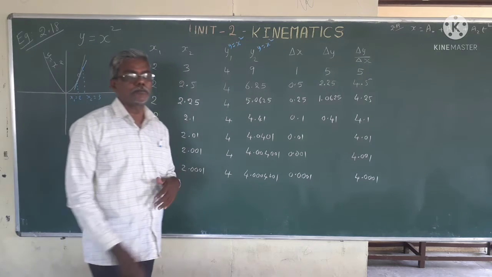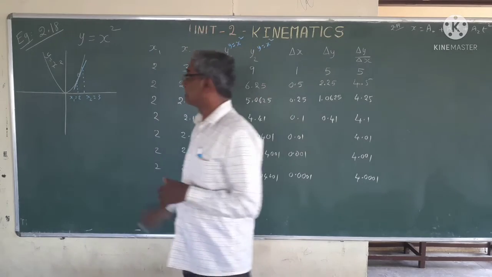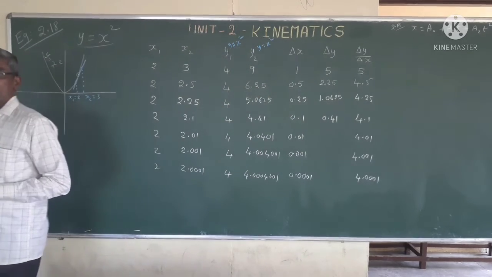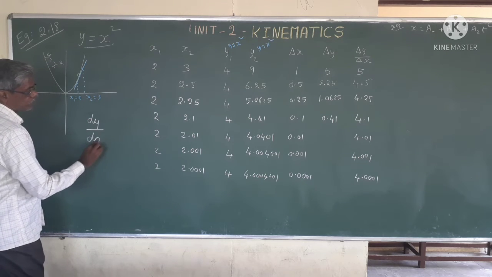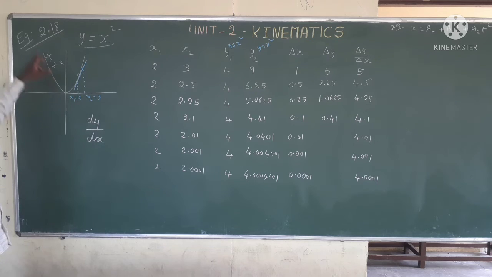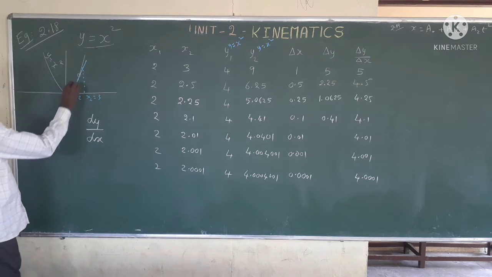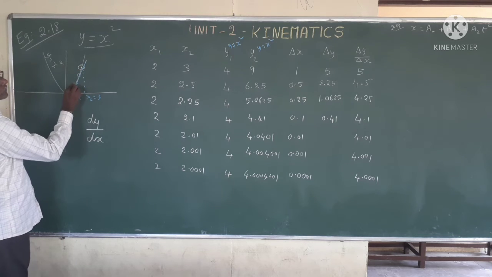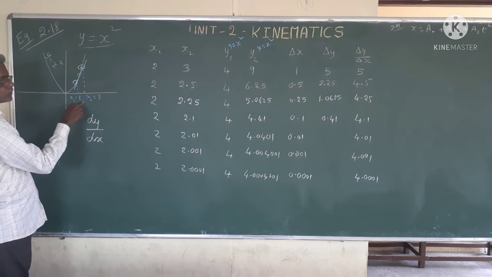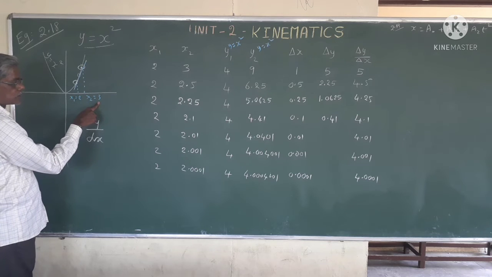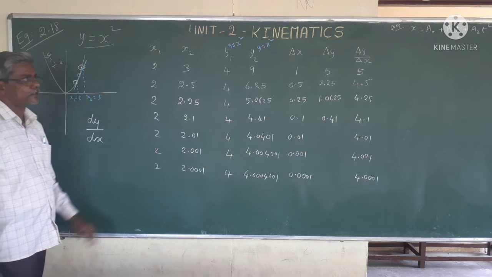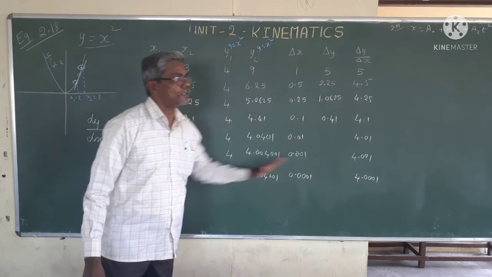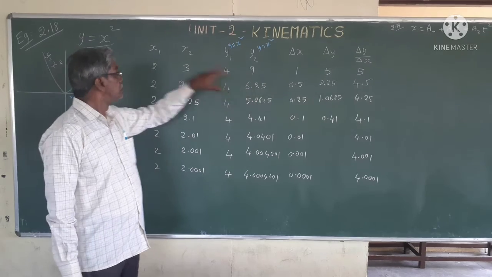So next, example 2.18. Here the function is given, y equal to x square, and they ask to find dy by dx. This is a graph for this function. Now let us consider 2 points. If x1 is equal to 2 and x2 is equal to 3, for these values we will find dy by dx. Here it is given in tabular form. Let me explain it.